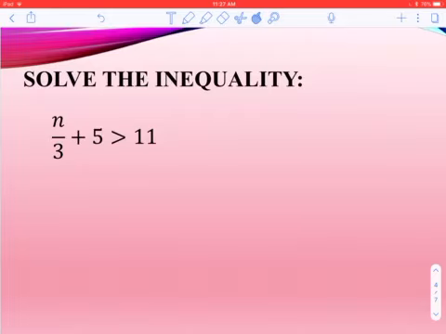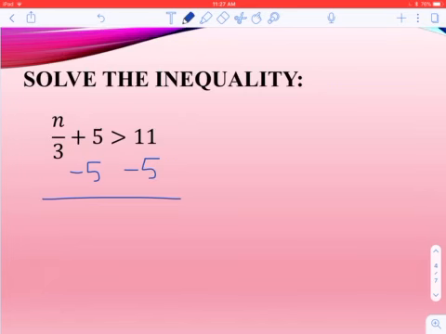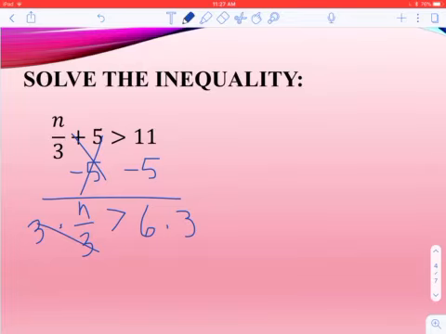So on this first inequality, because I see it adding 5, I'm going to start off by subtracting 5 from both sides of the inequality. Adding and subtracting doesn't change anything, so it's going to stay n divided by 3 is greater than, and I subtract this, I get 6. And then this is division, so I'm going to multiply both sides of the inequality by 3. I multiply by a positive, so the inequality is not going to change. This gives me n is greater than 18.